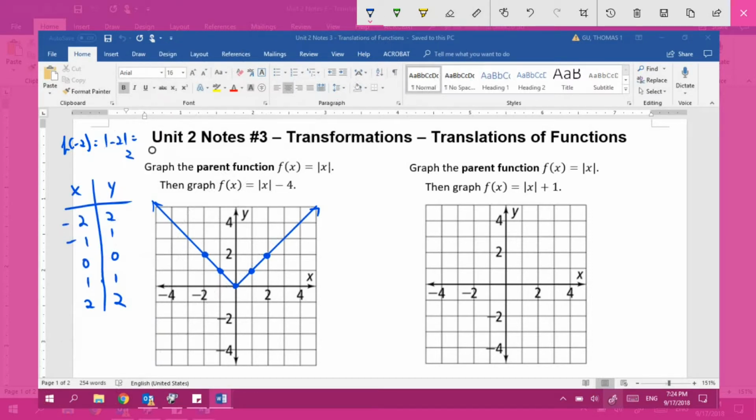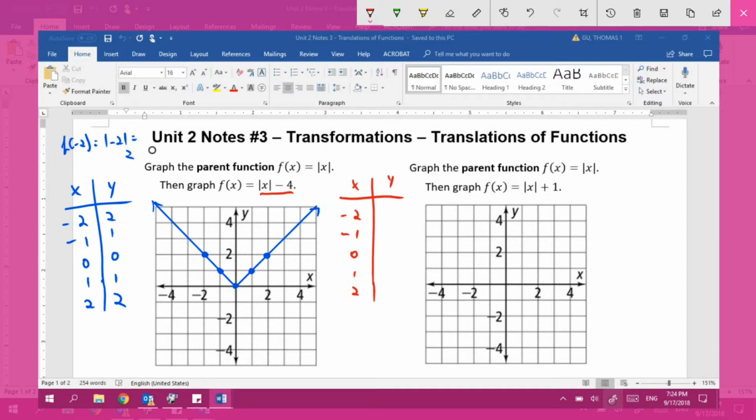Okay, so now it wants us to graph f of x equals the absolute value of x minus 4. So I'm going to graph this one in red. So let's pick our points again. I'm going to go with -2, -1, 0, 1, and 2. And let's see what the output values will be. If I plug in -2 now, what would I get?